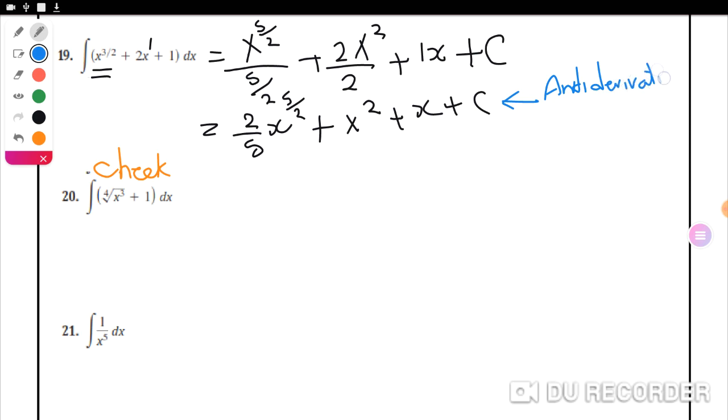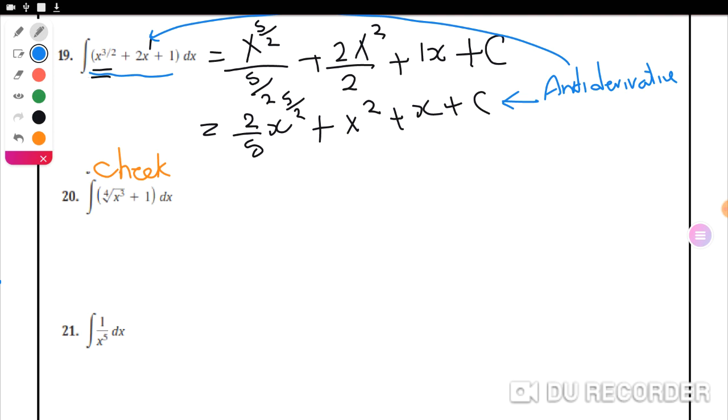Antiderivative of what? Of the integrand function, the function which I integrate. To check, if we differentiate the antiderivative, it should be what? The integrand function. Here, integrate 5 over 2, multiply by 2 over 5.